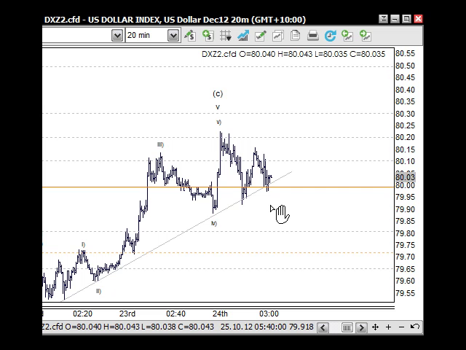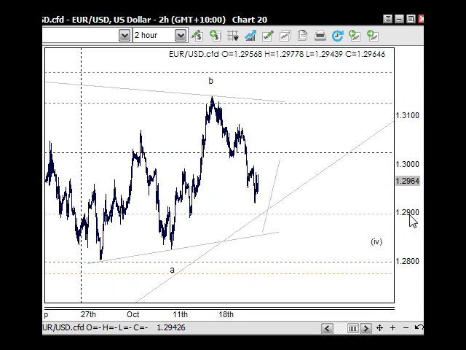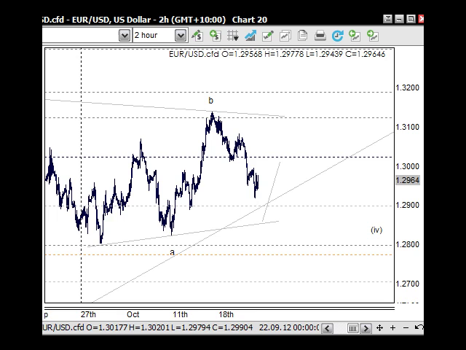But what we can say for the short term is that the price is sticking to the 80, and this consolidation will support commodities and other currencies to a reasonable degree, depending on the pair. So the euro, there's no change in the euro. It's a 2-hour chart here.